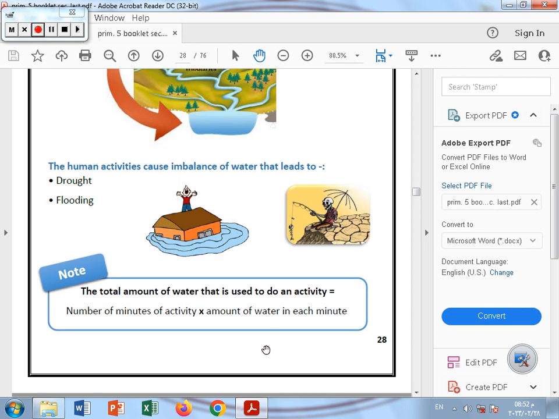And let's note that the total amount of water that is used to do an activity equals the number of minutes of activity multiplied by the amount of water in each minute. This means if I'm washing my hands with 1 liter of water per minute, and it took me 3 minutes, what is the total amount of water that I used? Excellent. By multiplying the 3 minutes by 1 liter per minute, I will use 3 liters of water to wash my hands.